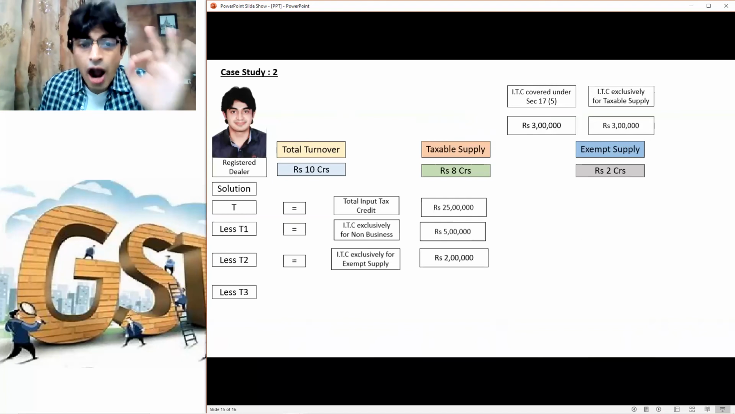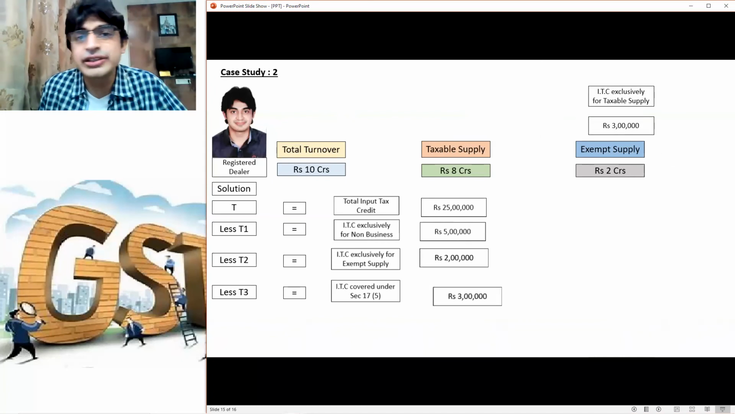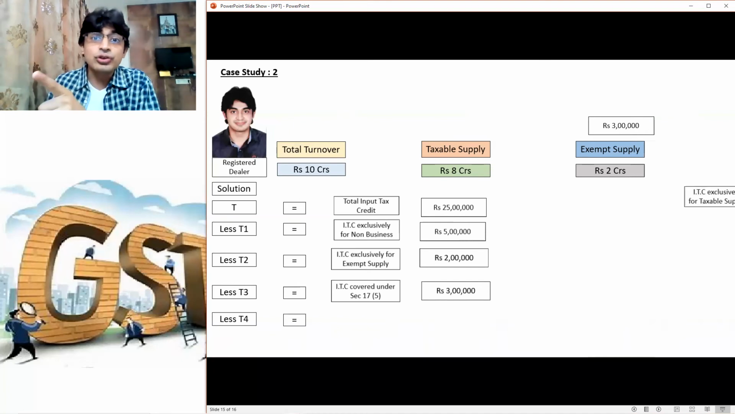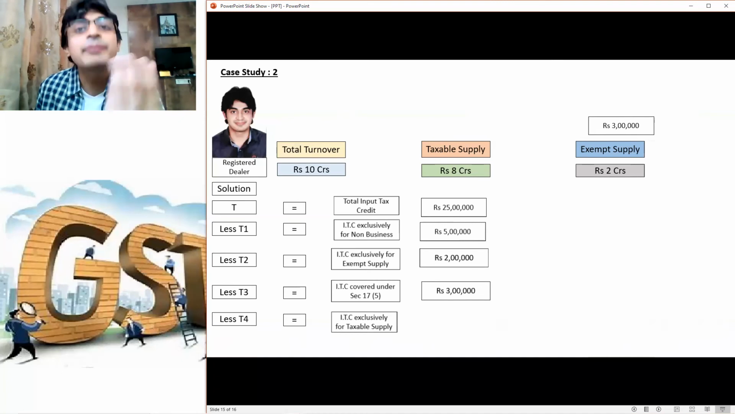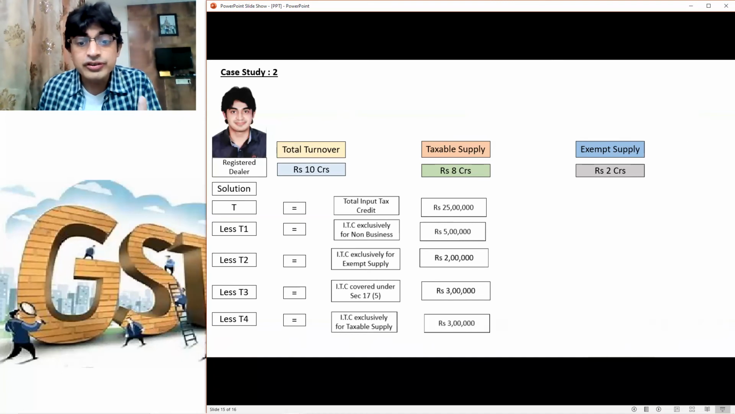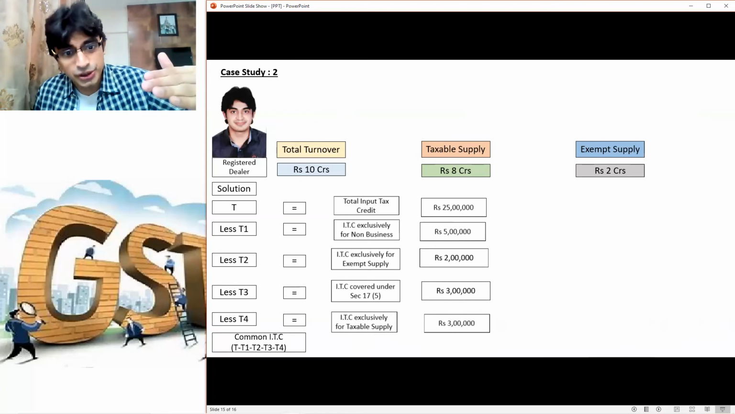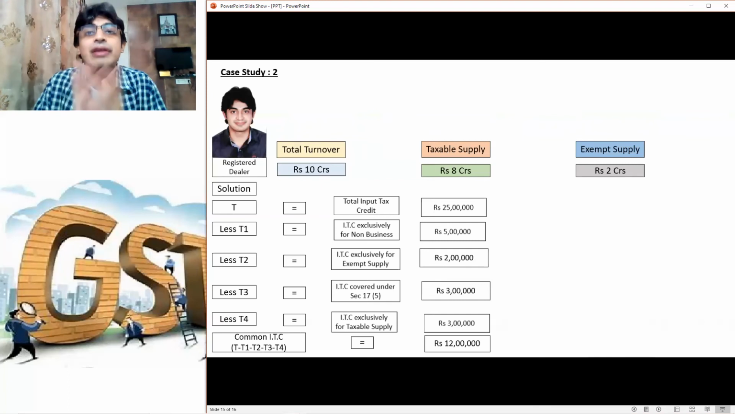And T3, out of this certain ITC was blocked under 17(5). So this 3 lakh is also removed. And T4, that is ITC exclusively for taxable supply. This you are going to get fully. But right now I'm reducing it because this is not common. So this 3 lakh will also be reduced. So T minus T1 minus T2 minus T3 minus T4, you will get your common ITC which is 12 lakh.